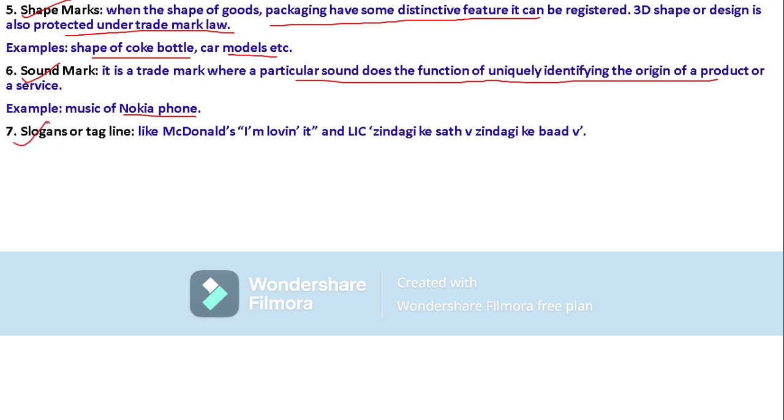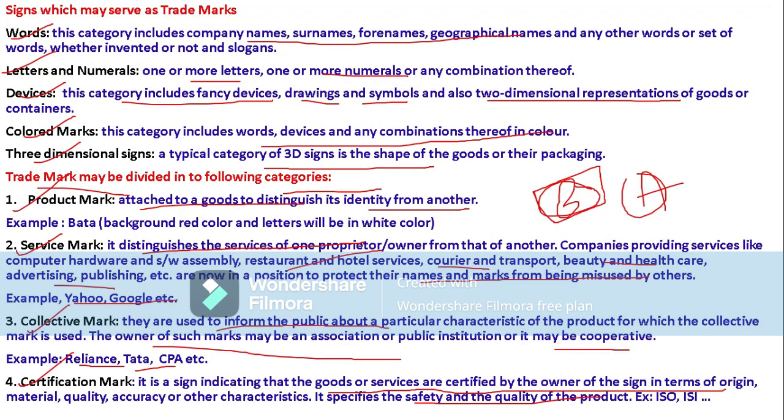Coming to slogans or taglines, different slogans or taglines will be there, like captions. If we see McDonald's, the caption will be "I'm loving it." For LIC, it is "Zindagi ke saath bhi, zindagi ke baad bhi." Likewise, certain captions will be there for each and every product or service. These are all the different categories under trademarks.